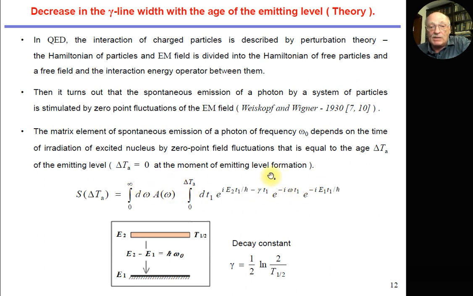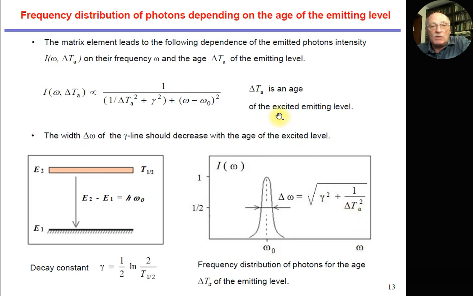The matrix element of spontaneous emission of a photon of frequency omega 0 depends on the time of radiation of the excited nucleus by zero-point field fluctuations, and that is equal to the age delta t h of the emitter level. Delta t h is equal to 0 at the moment of emitting level formation. This matrix element leads to the following dependence of the emitted photon intensity on their frequency and the age delta t h of the emitting level. The width delta omega of the gamma line should decrease with the age of the excited level.